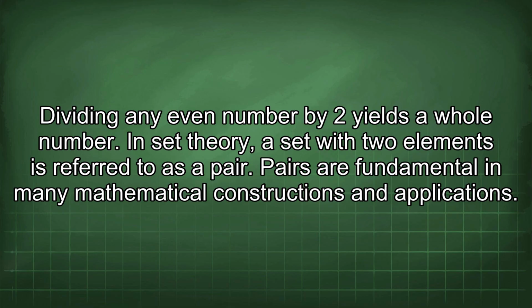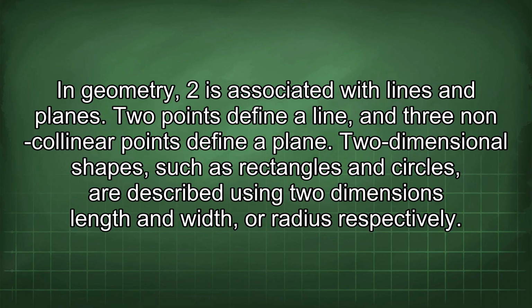In set theory, a set with 2 elements is referred to as a pair. Pairs are fundamental in many mathematical constructions and applications. In geometry, 2 is associated with lines and planes. 2 points define a line, and 3 non-collinear points define a plane. Two-dimensional shapes such as rectangles and circles are described using 2 dimensions, length and width, or radius respectively.